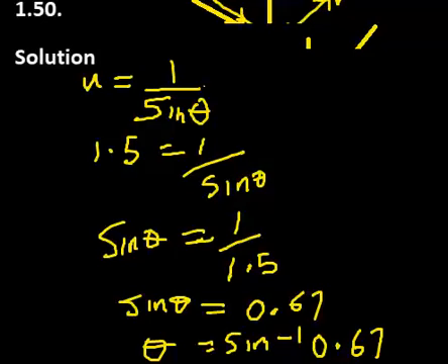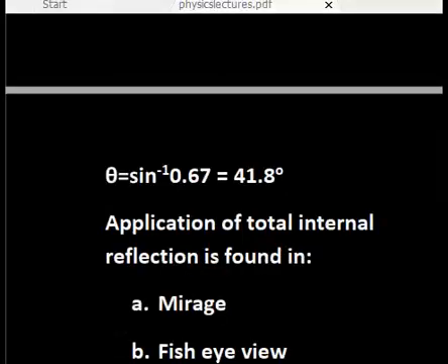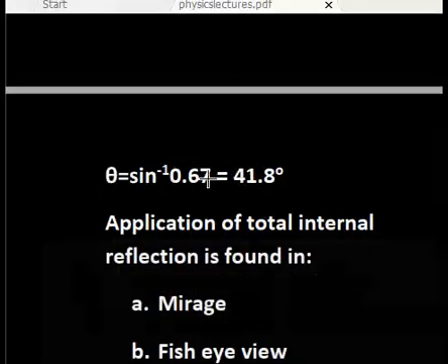Okay, so I'm looking at the sine inverse, if everything is calculated. Just use your calculator and do the sine inverse of this. So you get the answer. Let's proceed so that we conclude this topic. Of course, sine inverse of 0.67 is 41.8 degrees, so you can confirm that.